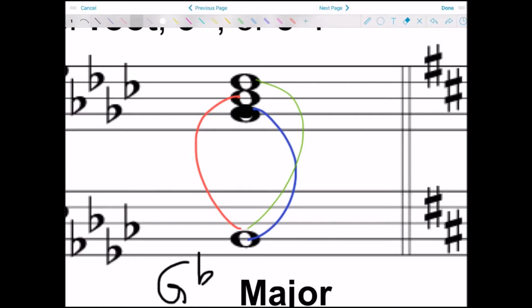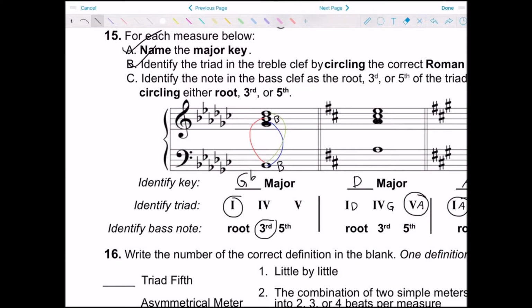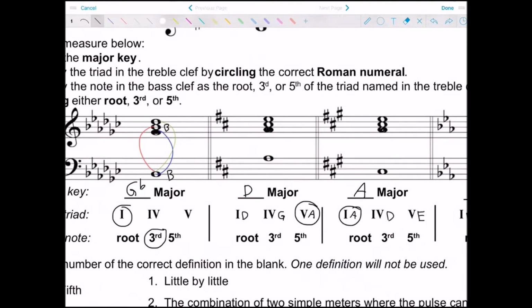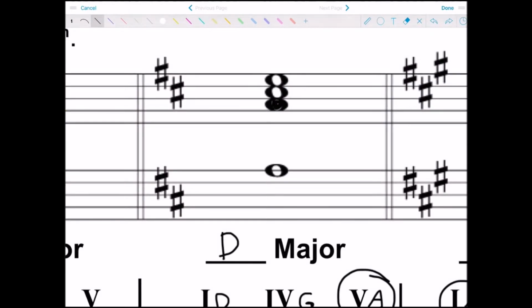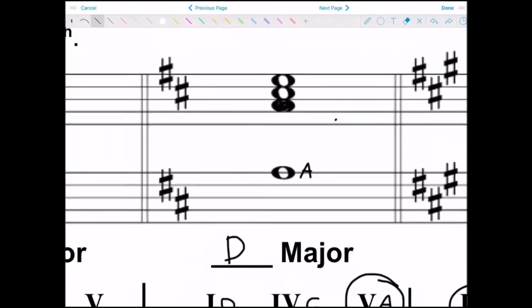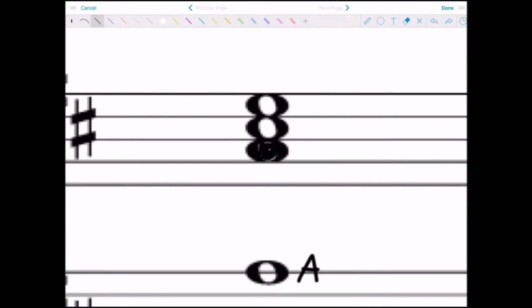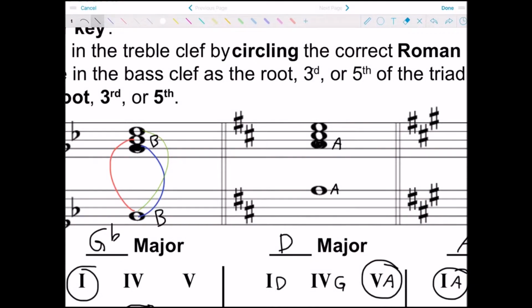The bottom note of any triad is called the root. The middle note is called the third, and the top note is always called the fifth. So, here we have a B. So the middle one is a B, so this would be the third of that triad. Moving on, here we have an A. Now which one of these is an A? That would be the bottom one there, so that is the root.